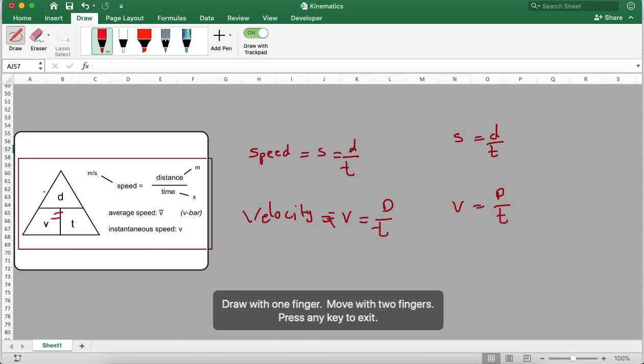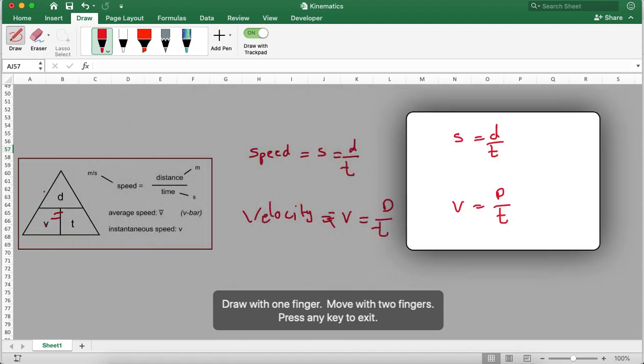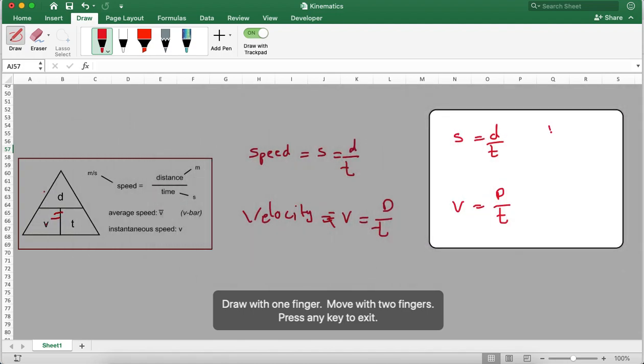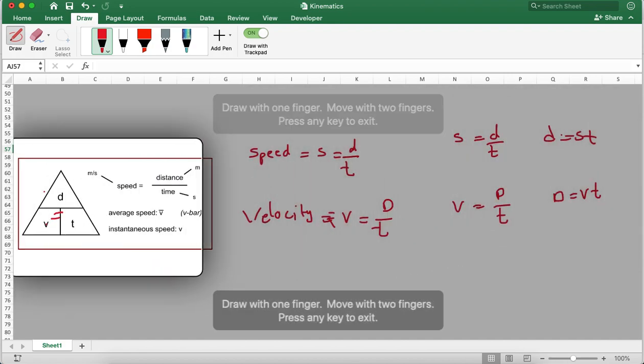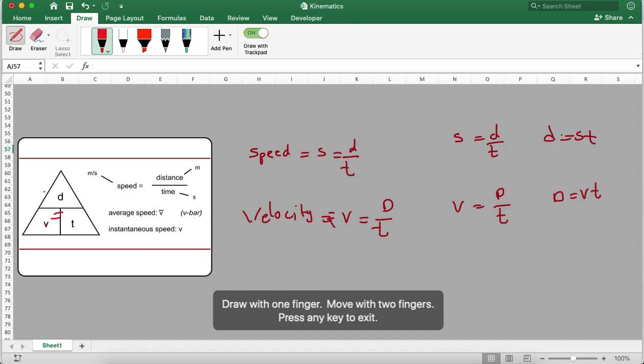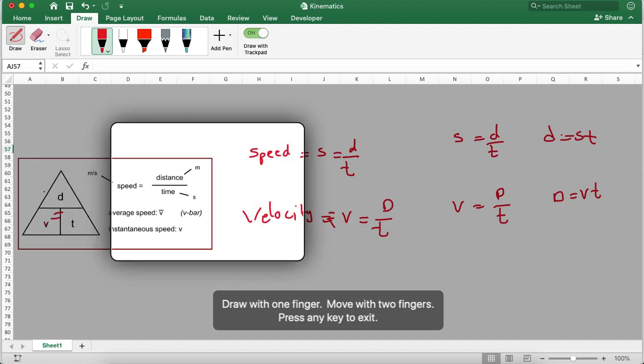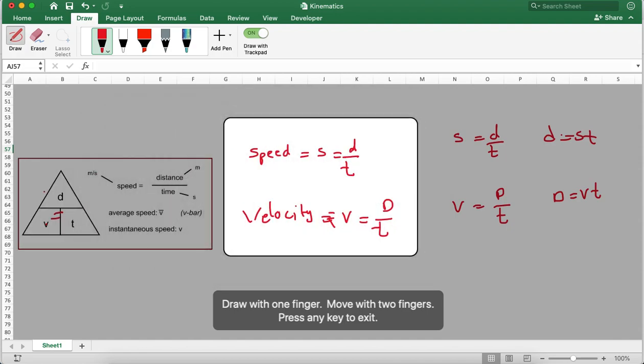If you write this same equation for d, what will happen? d is equal to s into t, or capital D is equal to v into t. So this can all be represented here. So this is all about what is speed and what is velocity. The speed is the rate of change of distance, and the velocity is the rate of change of displacement.